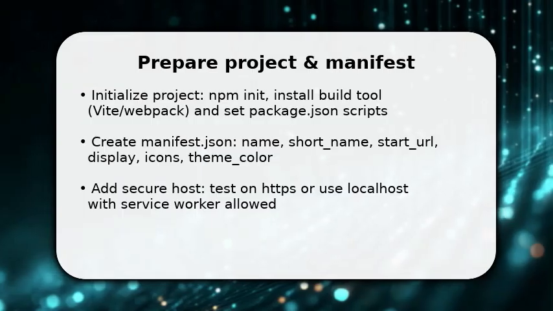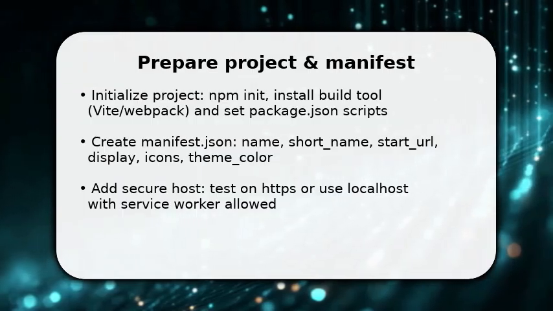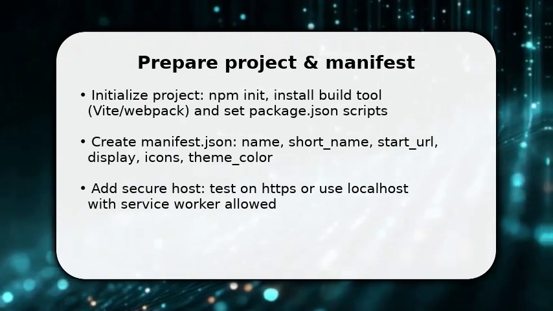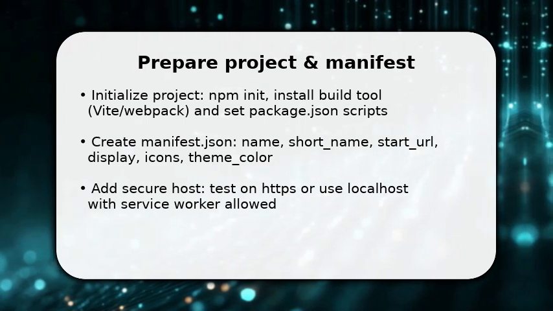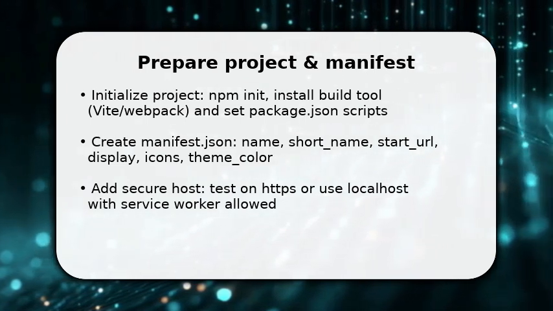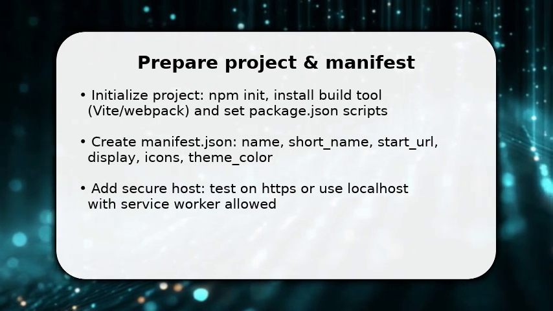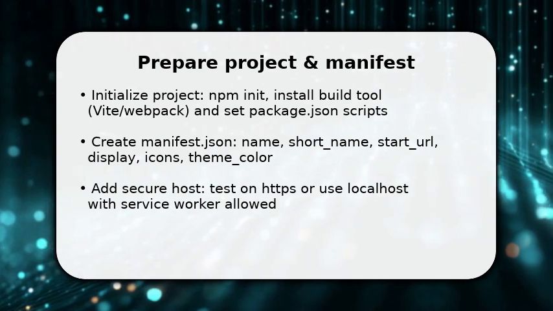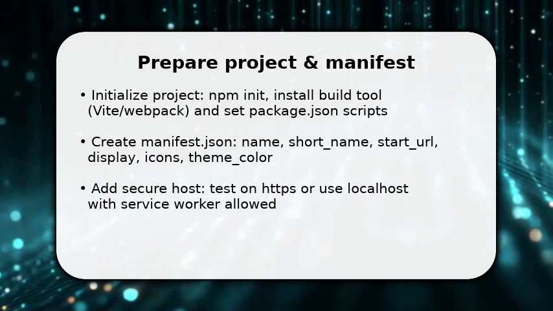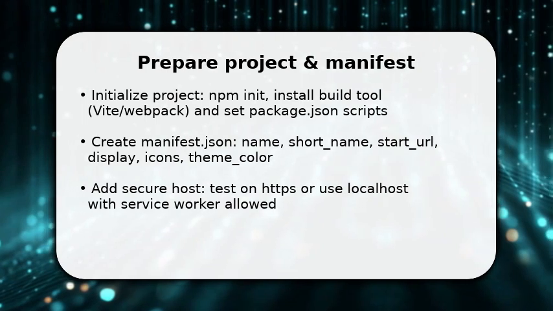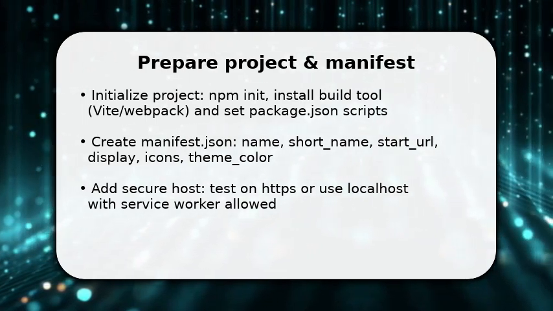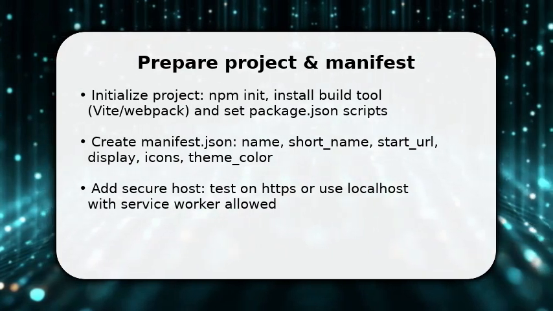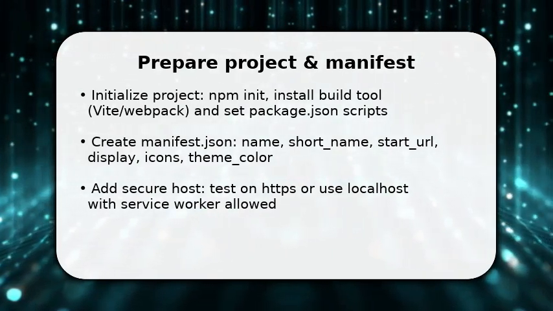You start by making the project PWA ready. Initialize with npm, add a build tool, and create package scripts so builds are reproducible. Next, author manifest.json with name, short name, start URL, display, icons, and theme color so the OS recognizes the app. Once done, ensure you test over HTTPS or localhost because service workers require secure contexts. This step prevents caching and installability issues later and sets the stage for the service worker integration.